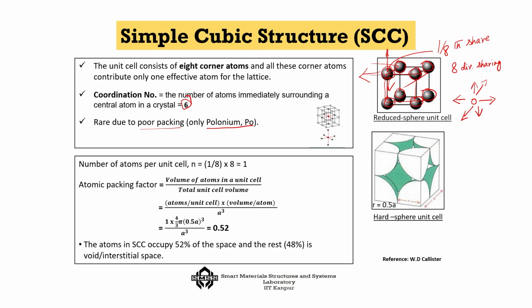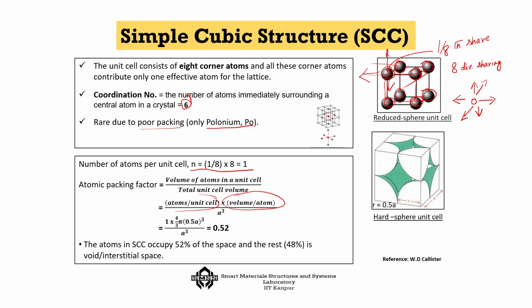Now, one important thing we always have to calculate is how many atoms there are per unit cell. We saw that there are 8 atoms here and each atom is shared 1/8 because they are corner atoms. So, n is 1/8 into 8, that is 1. Now, what is my atomic packing factor? That is atoms per unit cell times the volume per atom, divided by a cube, which is the cube's volume.